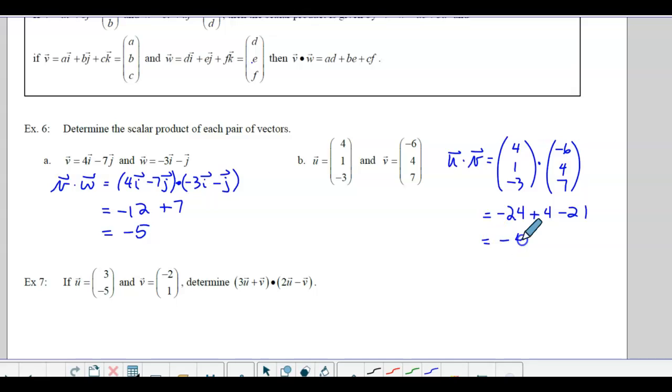Negative 41. Oh, not negative 41. Yeah, there's a mistake on the answer key. I'm just fixing it.